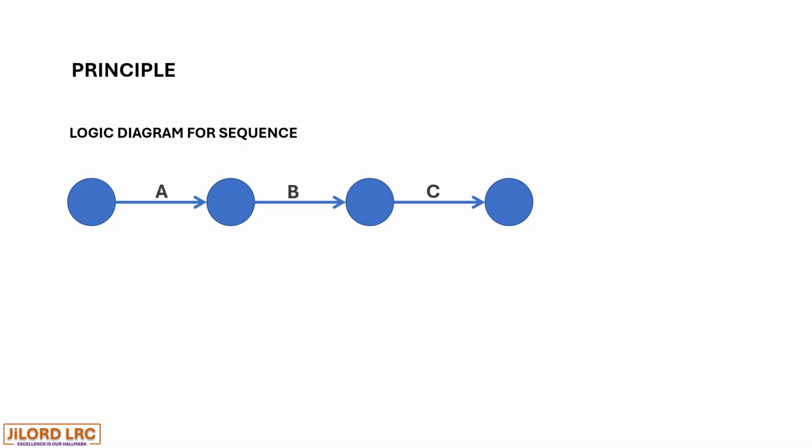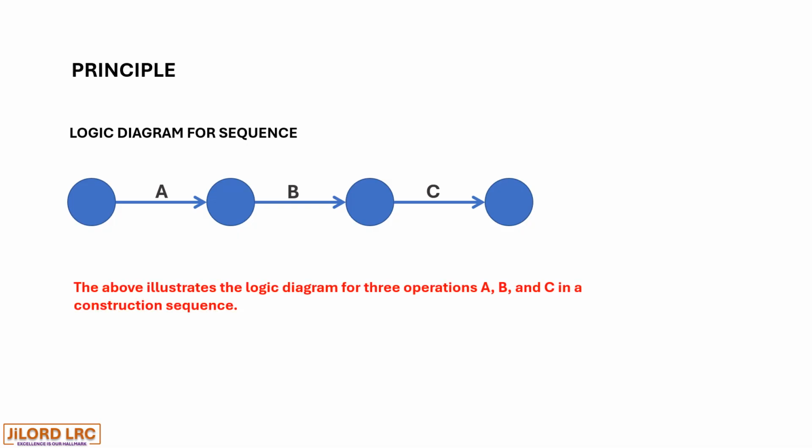So we have operation A, operation B, and operation C. The above illustrates the logic diagram for three operations A, B, and C in a construction sequence.